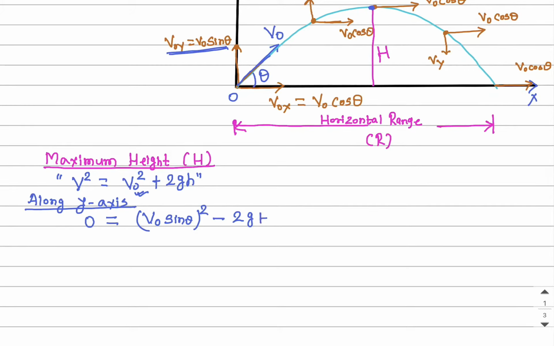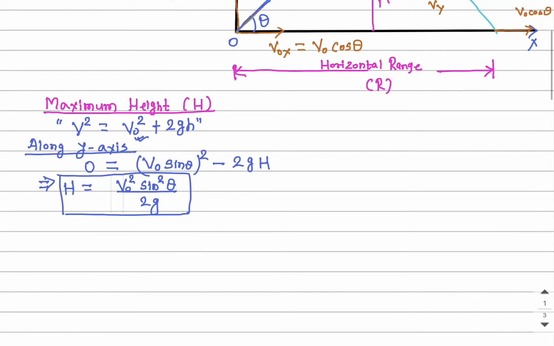And from this, we can solve the vertical height as v naught squared sine squared theta divided by 2g. This is the formula for calculating the vertical height. Or we can also write this equation as v0y squared divided by 2g, where v0y is the initial vertical velocity. So that's how we calculate the maximum height.